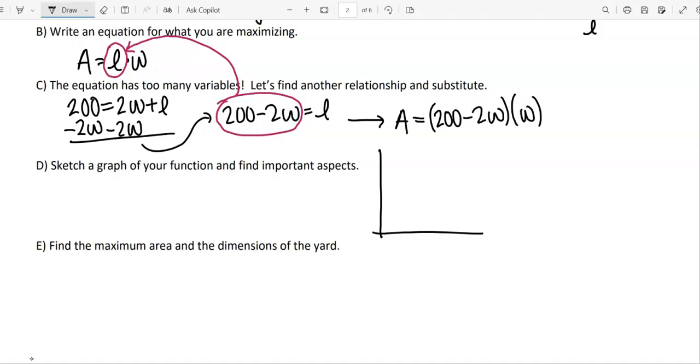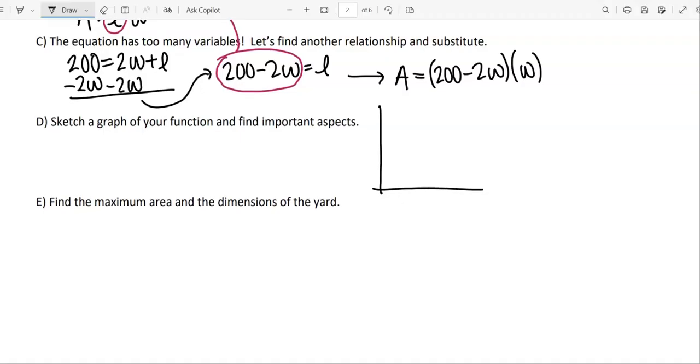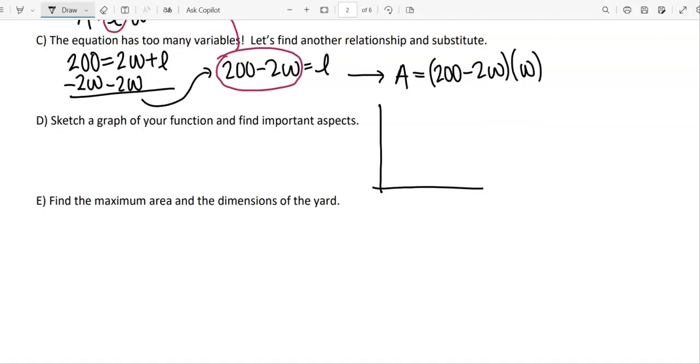Which way is it opening? How do you know? What would be in front of W squared? So here you get 200 times W to be 200W, right? What do you get here? Negative 2W squared, so this would be negative 2W squared plus 200W, right? Which way does that open? Down. So it opens down.